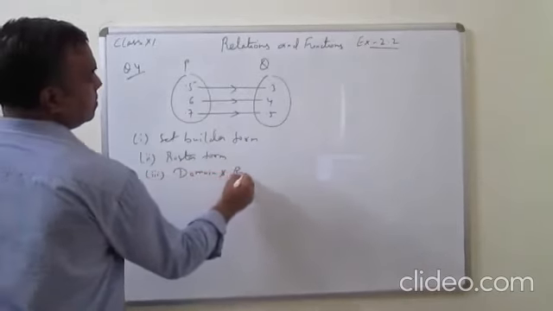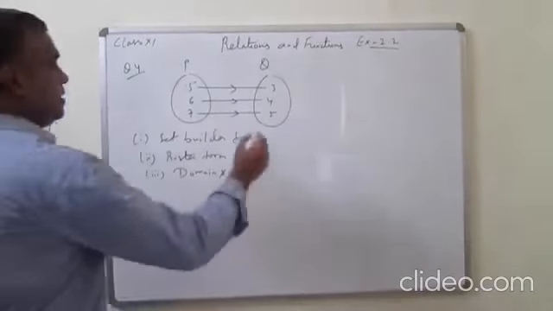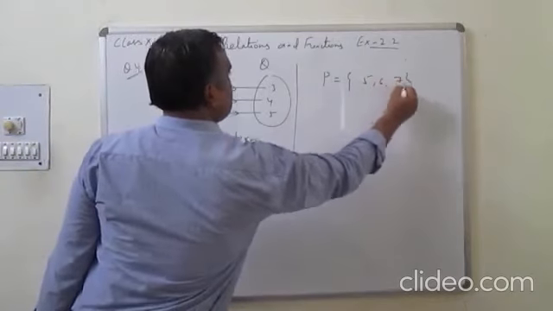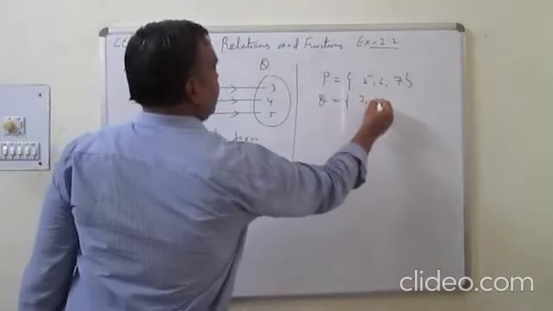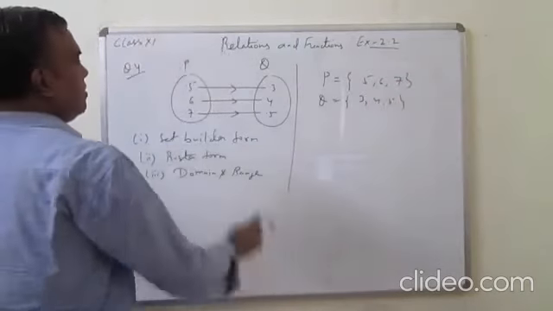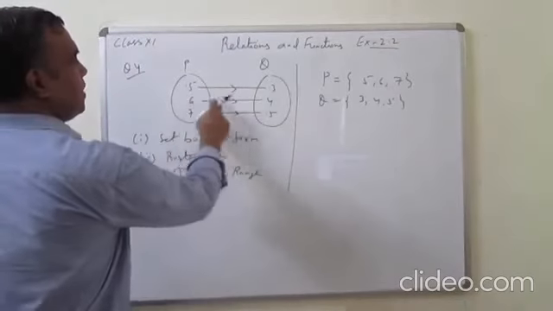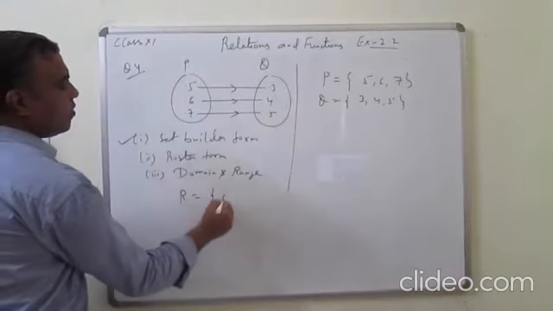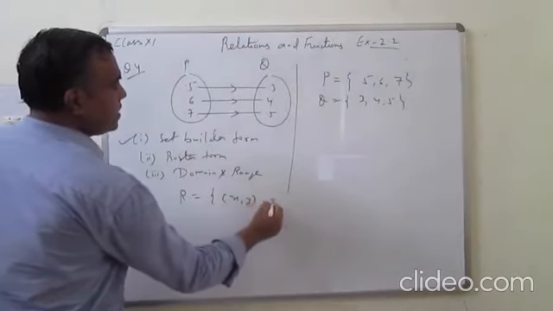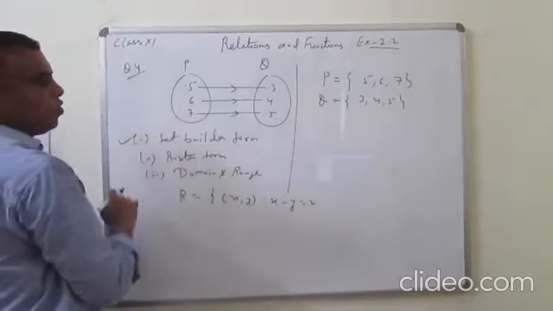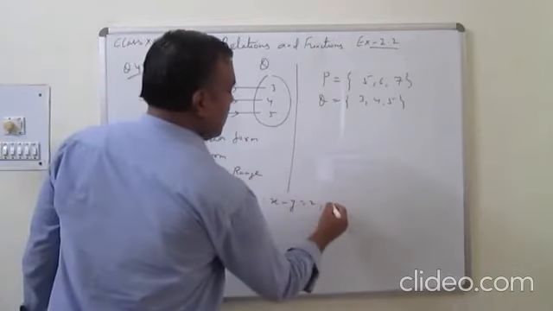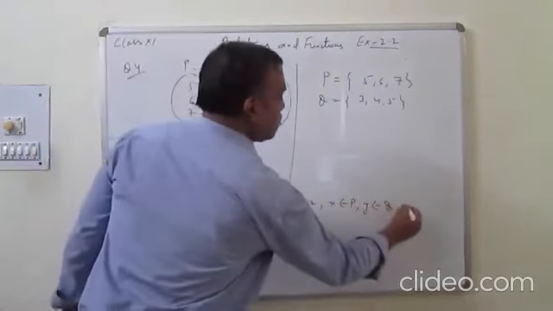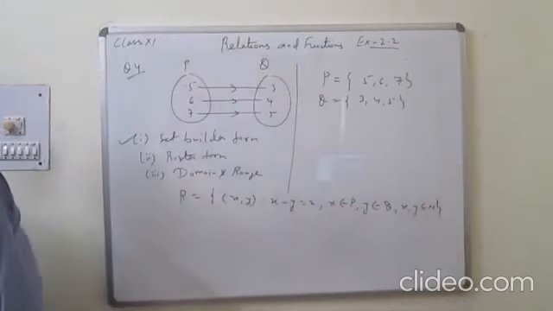Now what is the set P? P is 5, 6, 7 and what is Q? 3, 4, 5. So you see that 5 minus 3 gives 2, 6 minus 4 gives 2, 7 minus 5 gives 2. So in set builder form, when we write the relation as ordered pair x, y such that x minus y is 2, where x belongs to P and y belongs to Q, and x and y are natural numbers. This is the set builder form.